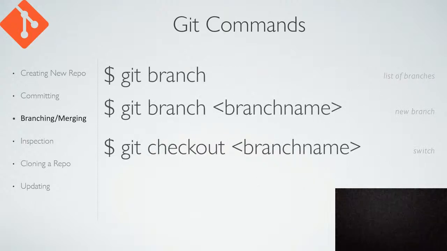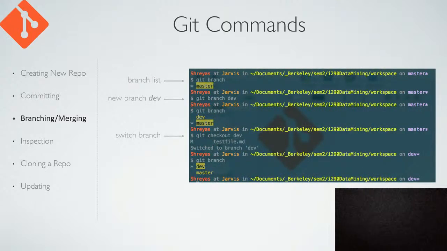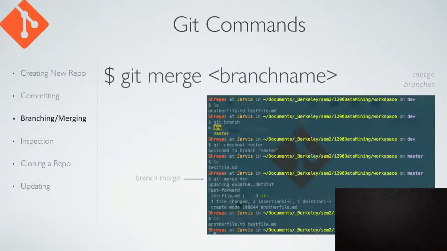And you can see git space branch, and you enter your branch name for a new branch. If you want a list of branches, you just use git branch. And to switch the branch, you use git space checkout, and enter your branch name. You can see the branch list here, and new branch dev and switch branch examples on the screen. You use git merge and give your branch name; it is used to merge the branches. You can see the branch merge on the screen.